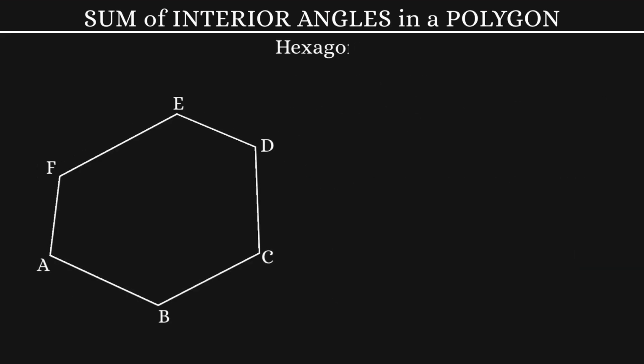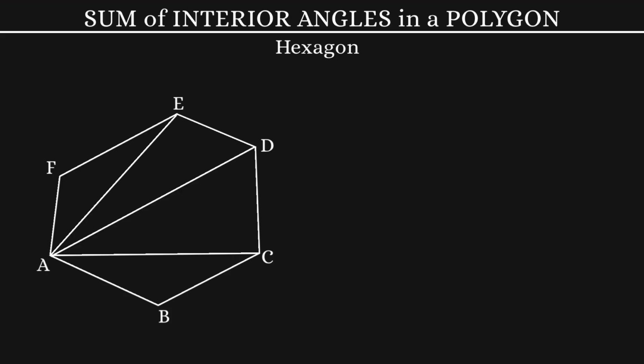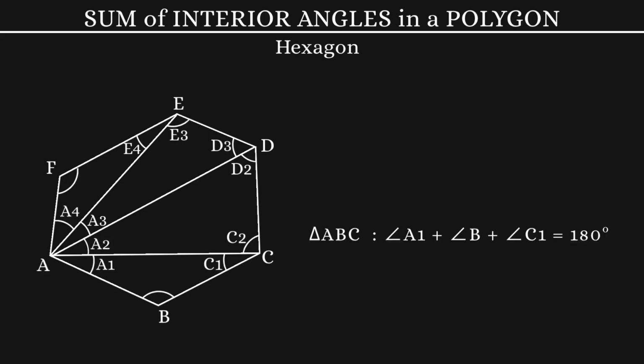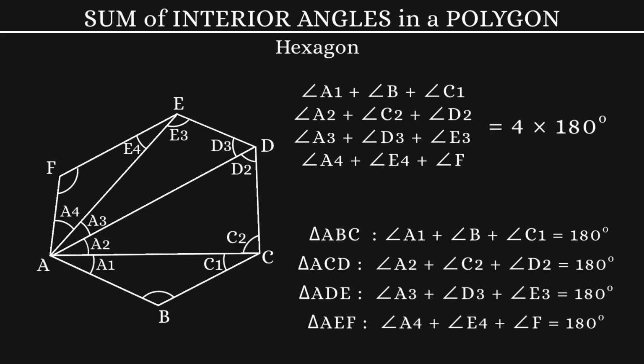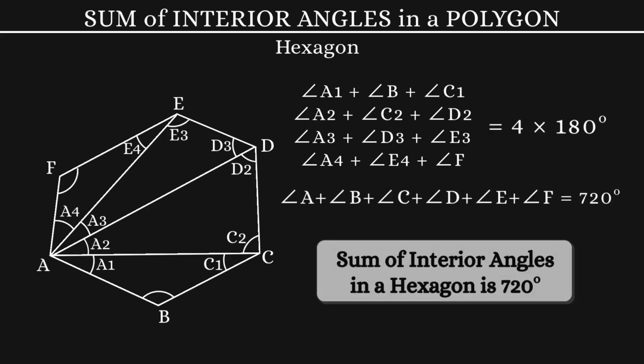Similarly, in a hexagon, from a vertex A, we can draw three diagonals AC, AD and AE, and the hexagon will be divided into four triangles ABC, ACD, ADE and AEF. And on summing up, we can find the interior angles in a hexagon will add up to 720 degrees.